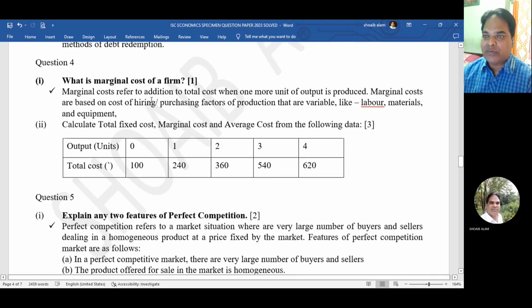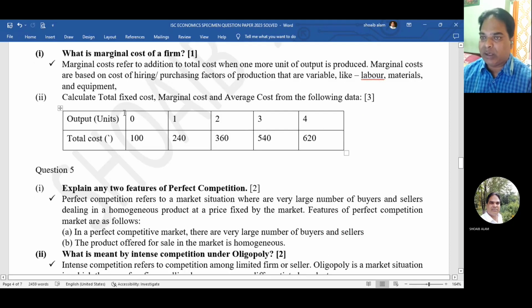Now number 4. What is the marginal cost of a firm? The marginal cost refers to the addition to total cost when one more unit of output is produced. Marginal costs are based on the cost of hiring or purchasing factors of production that are variable, like labor, material, and equipment. Okay, the calculation work I did not do.